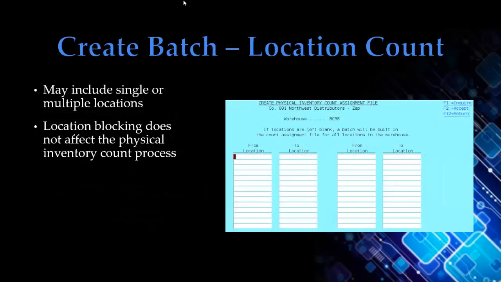Another option for counting physical inventory is to create batches based on location. Now, location counts may include a single location, it may include multiple locations, or it even can support full yearly physical count of all locations. And now, batches are created for any location specified, even if the location is empty. Those locations are still going to appear on your count.